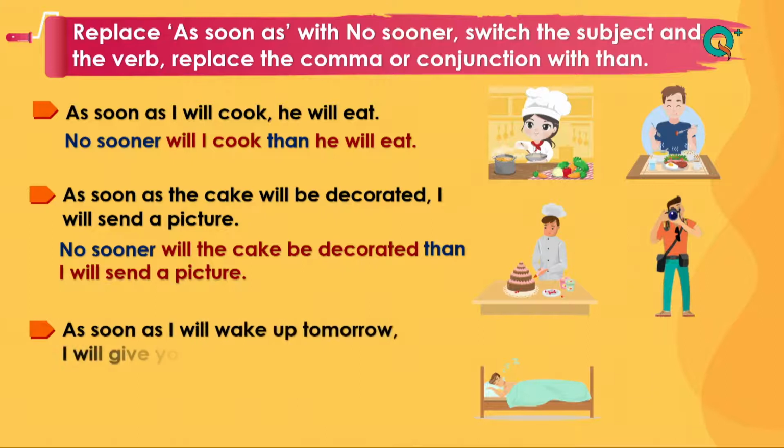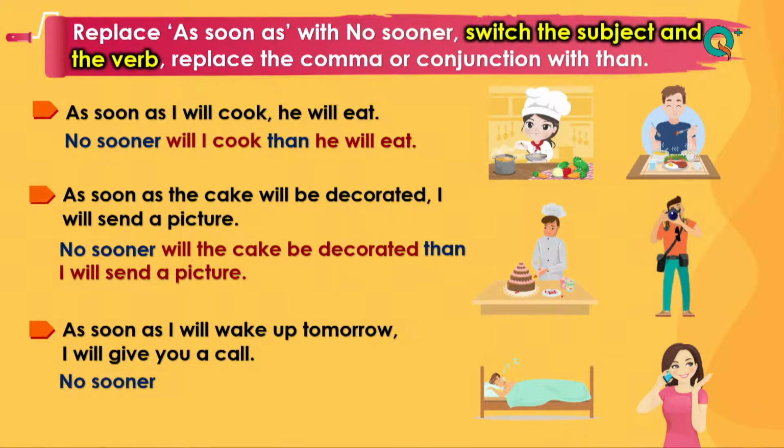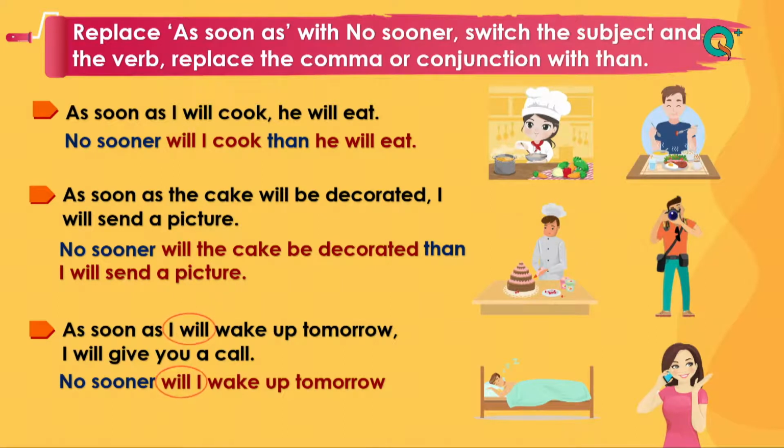As soon as I will wake up tomorrow, I will give you a call. So again, begin with no sooner. Switch the subject and the auxiliary verb, that is I and will. So it will turn into will I wake up tomorrow. Comma will be substituted by than. And then the remaining part of the sentence will remain as it is.